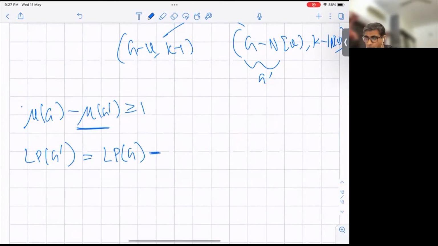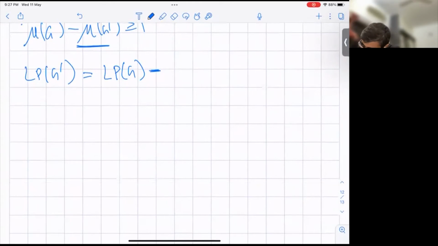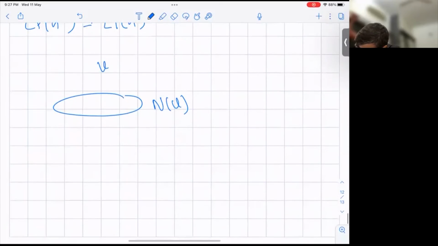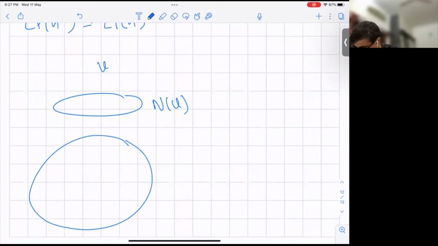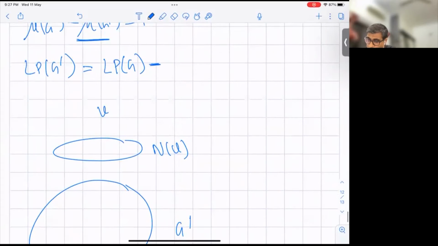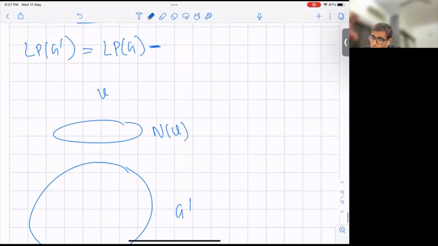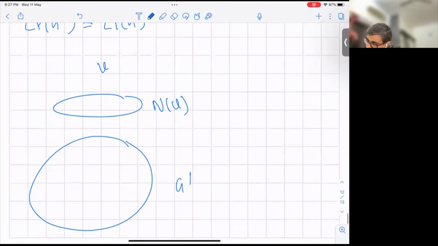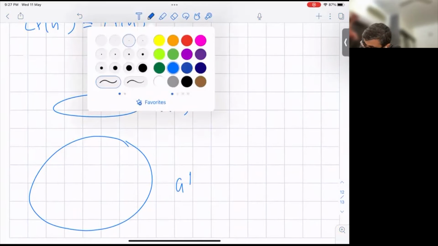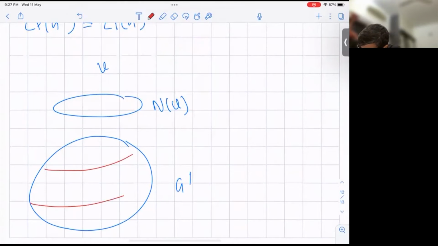From LP of G, what are we doing? So look at this graph. This is V, this is N of V, and this is your G prime. So now what are we going to do? What was the property of LP of G? All half was a unique solution. Now let's suppose, in G prime, let's divide them, and suppose X prime is an optimal LP of G prime.